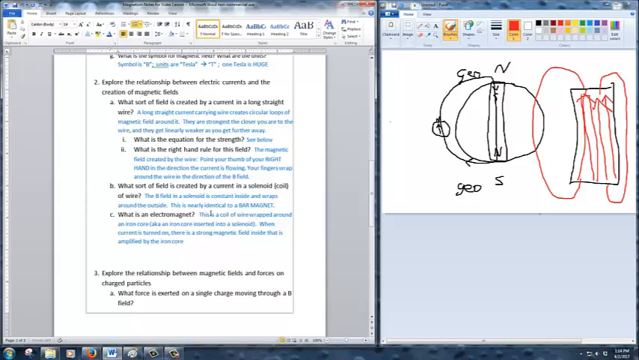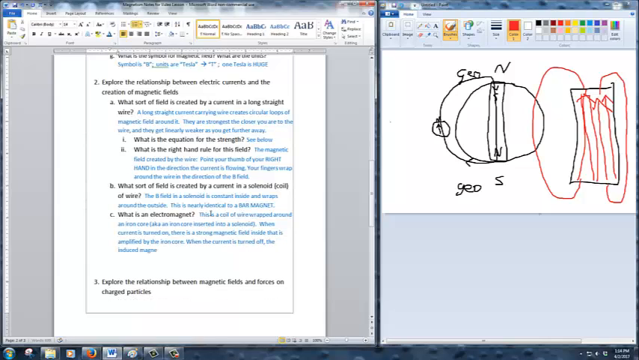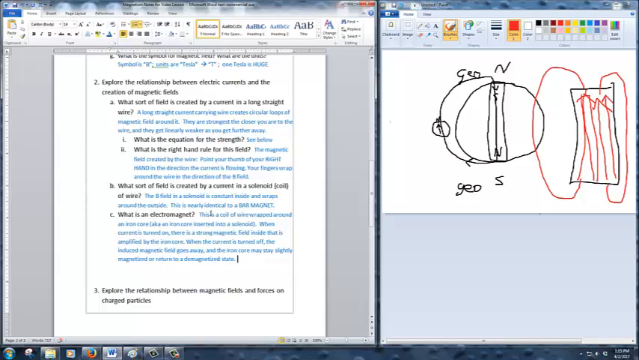When the current is turned off, the induced magnetic field from that current goes away, and the iron core may stay slightly magnetized or return to a demagnetized state. So it depends on the materials that the core is made of, and it depends if it can be permanently magnetized or if it's just ferromagnetic material. Ferromagnetic material means it can become magnetized, but it doesn't stay magnetized.